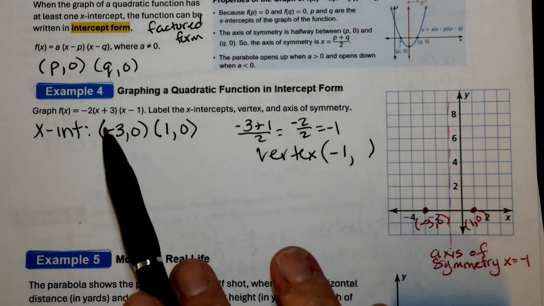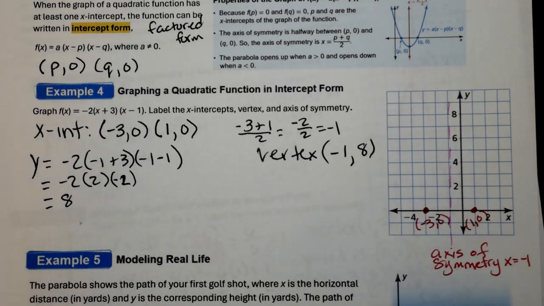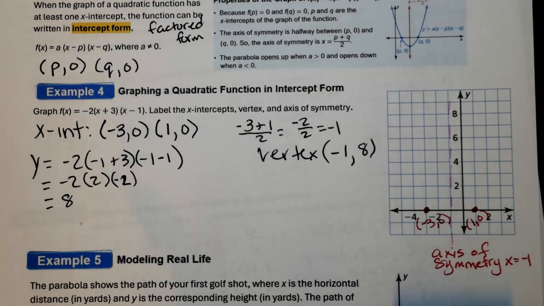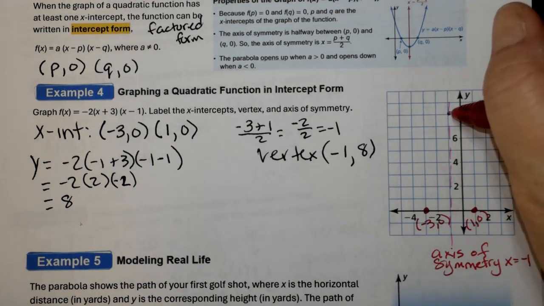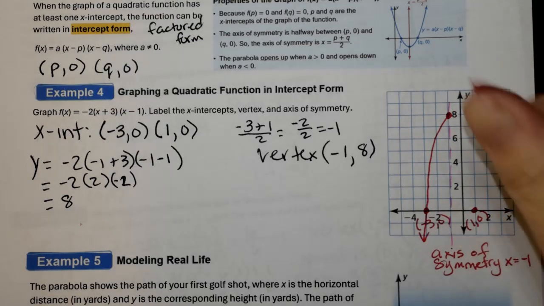So pause the video now, go plug in -1, see what you get. So hopefully when you work that all out, you got 8. If not, here is the work. So we got -1 up to 8, and now we can draw our graph.